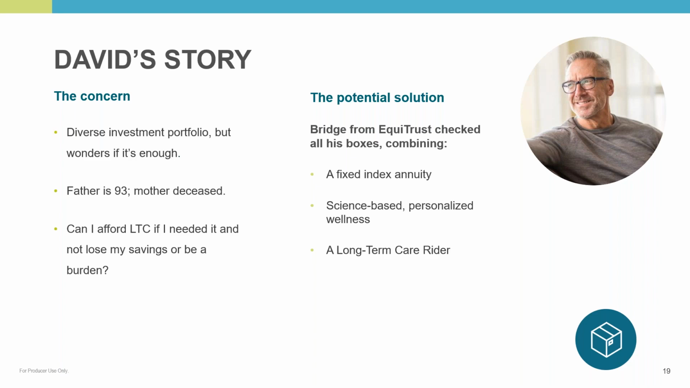So the potential solution here, as outlined, would of course be the bridge product. You've got the fixed index annuity product, which allows him to diversify his portfolio. With the science-based personalized wellness program, it allows him to age in place, especially since he has longevity on his side. And then there's the long-term care rider for the long-term care coverage concern that he has.